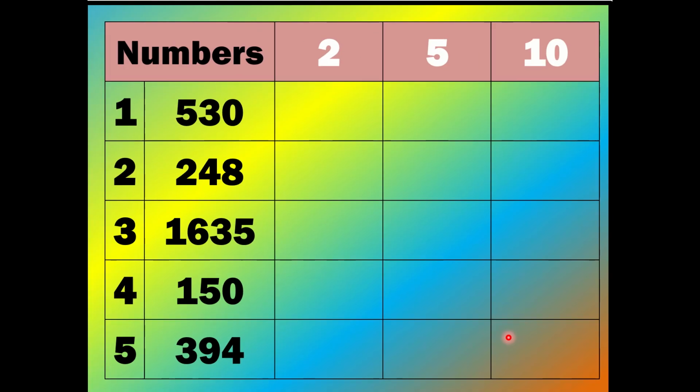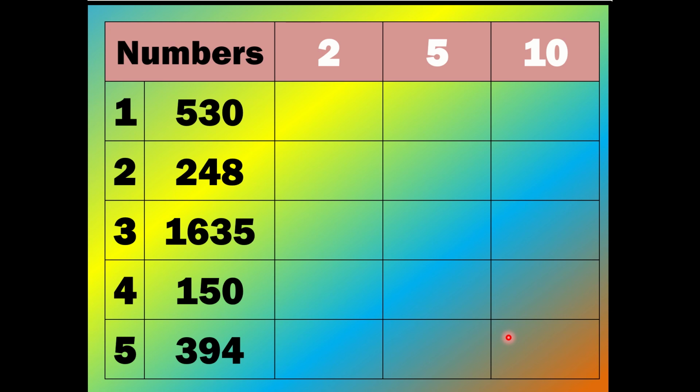For number 1, it is 530. Number 2, 248. Number 3, 1635. For number 4, that is 150. And number 5, 394. So, did you write them down? Let's see what you've got. Let's see if you have checked.